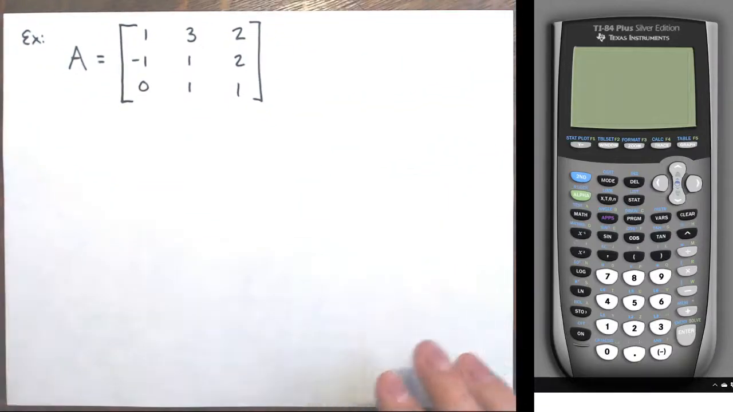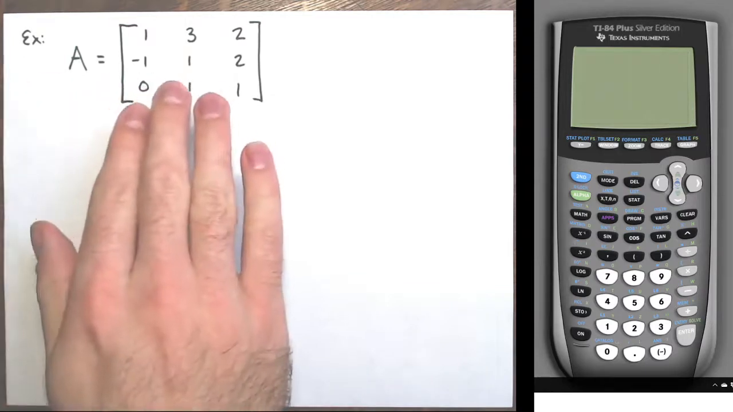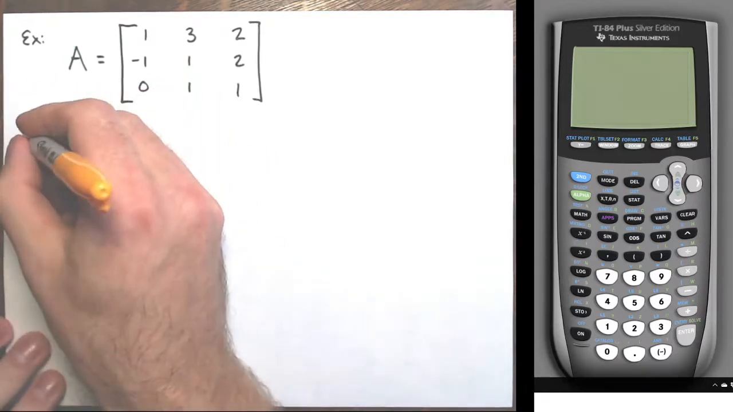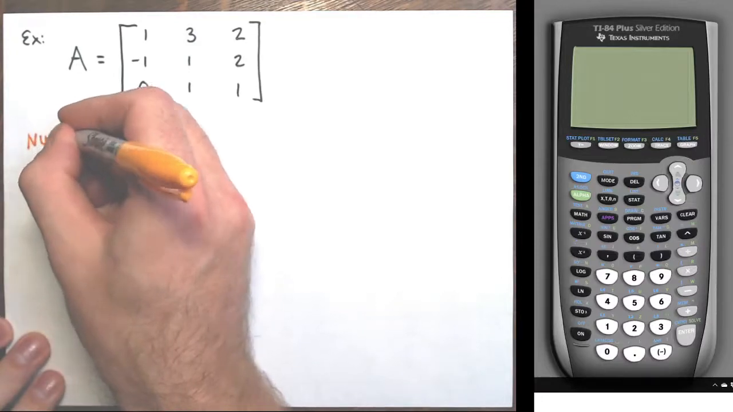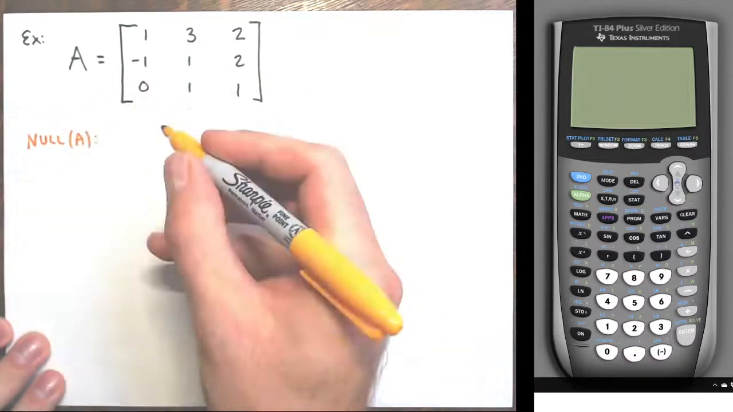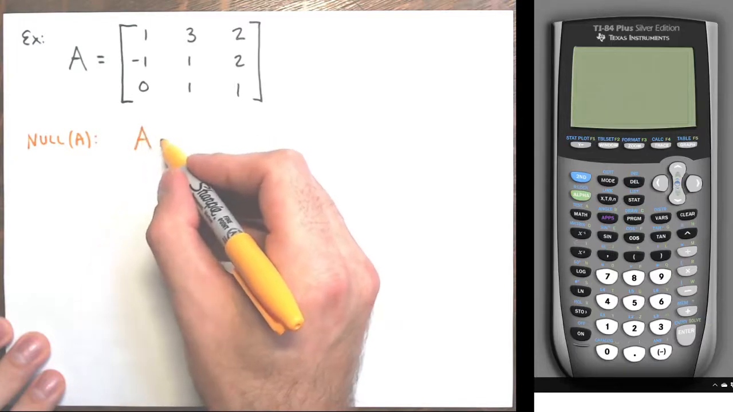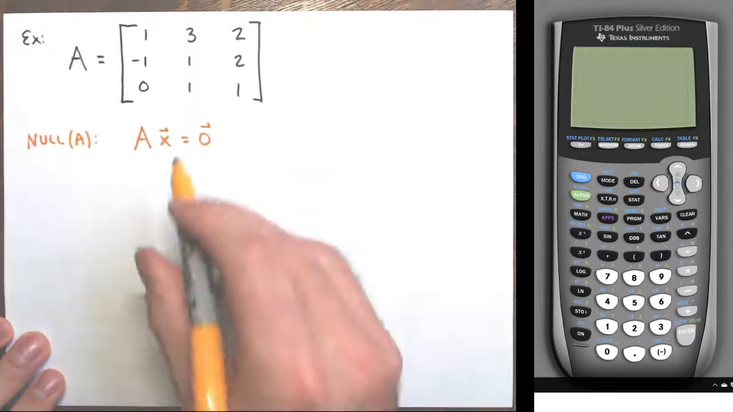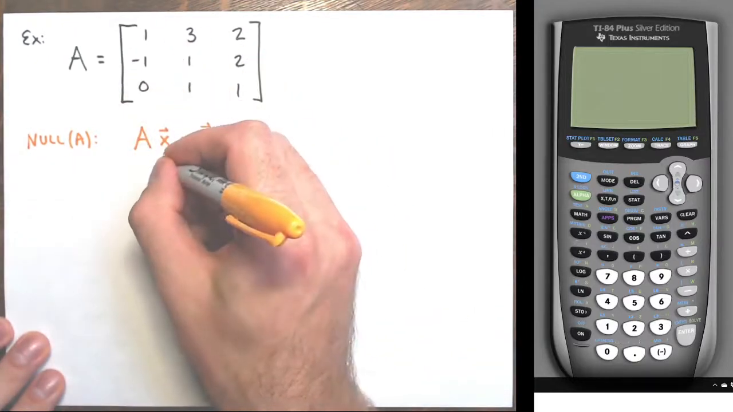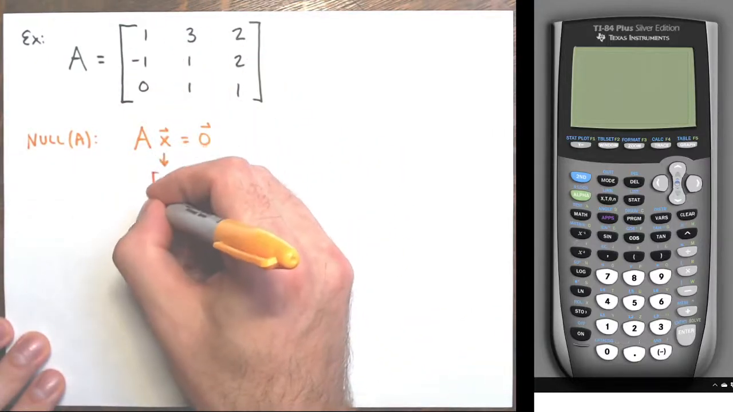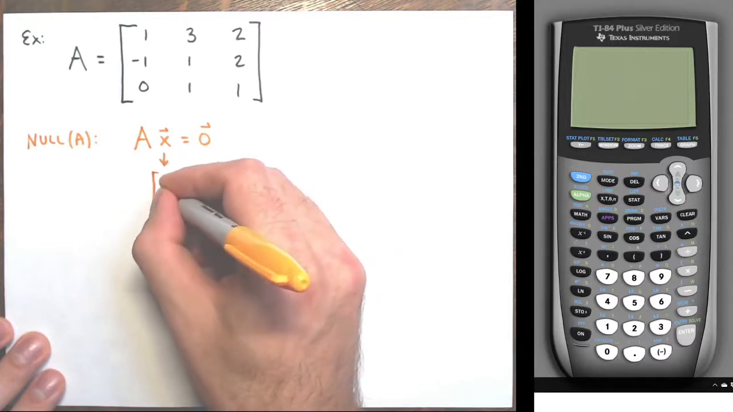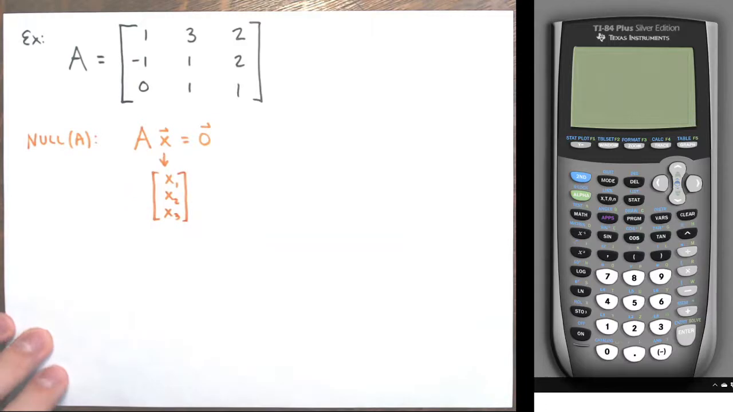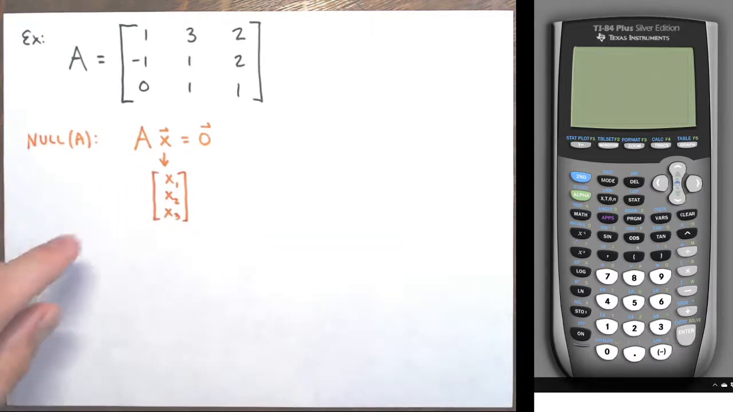All right, so in this example I've got a 3 by 3 matrix. Again, I'm trying to find first the null space of matrix A. So we're looking at the equation, A times x, when is this equal to the 0 vector? And this is a 3 by 3 matrix, so vector x here would have to be a 3 by 1 column vector with components, say, x1, x2, and x3. And we're trying to figure out what these need to be to make this a true statement.